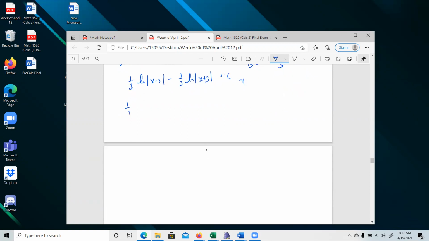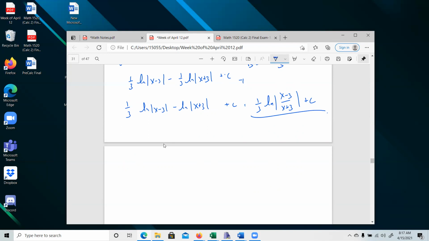So I'm going to go ahead and factor out the 1/3. And we have ln|x - 3| minus ln|x + 3| plus c. And then just to show you guys that you can do this, I know some of you forgot, we could take our (x - 3)/(x + 3) there's our c. Right, logarithms turn division into subtraction.